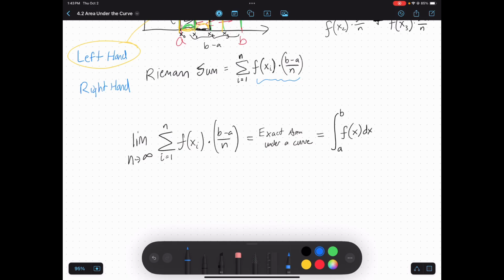But I want to point out how this matches the Riemann sum. We have f of x to represent the height of each of my rectangles, and we have dx to match this delta x. But the difference here is dx is an infinitely small width. So if you see this notation, what it's asking for is the exact area under a curve from a to b. Okay, that takes care of the concept for 4.2.